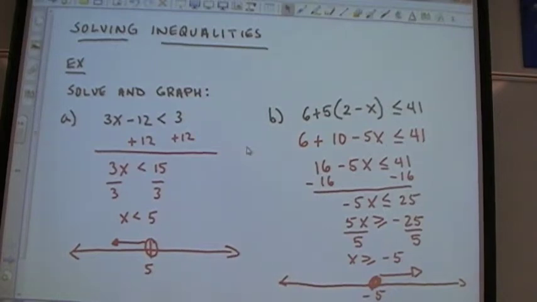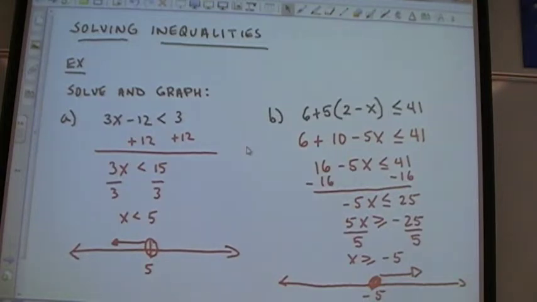Solving inequalities. The first example: I've got two different problems over there, A and B. Solve and graph the two inequalities. You solve inequalities just like you would solve equations. You got to get x by itself. And then we graph. Graphing in one variable, we graph it on a number line.